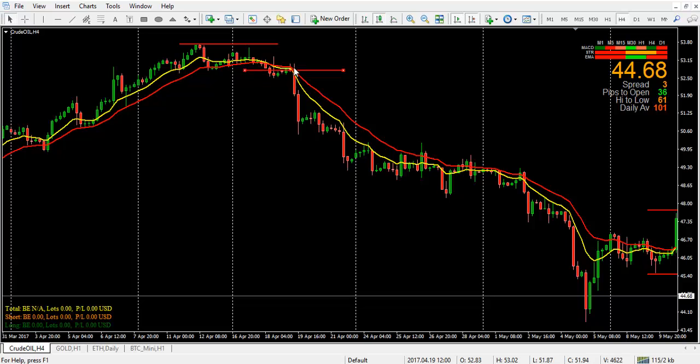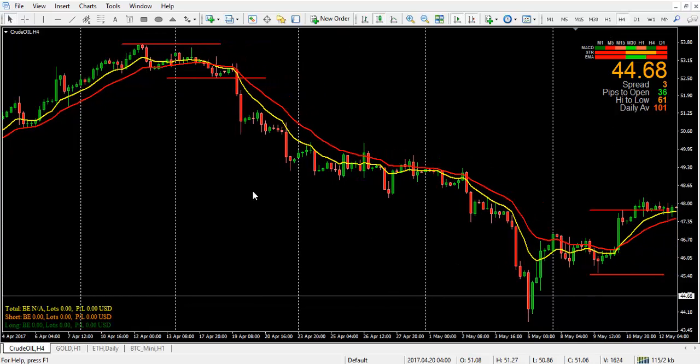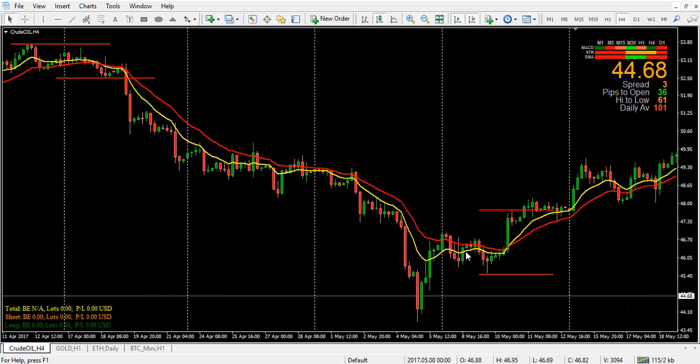This is your entry. Cross happened here, below the string low. Look how nice it is. Okay, this is the entry. How do we exit? Simple. When the yellow crosses above the red, the opposite signal triggers, you exit and reverse the trade. See that? How nice it is?